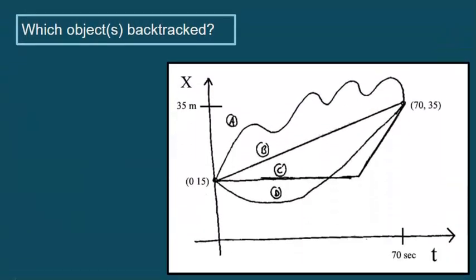And we kind of talked about which objects backtracked: any object that has both a negative and a positive. So it's not just negative, right? Because if you always went negative, you didn't backtrack, you just kept going farther. So you have to have some negative slope and some positive slope. Oh, I didn't answer the question. So let's see, A backtracked and D backtracked.